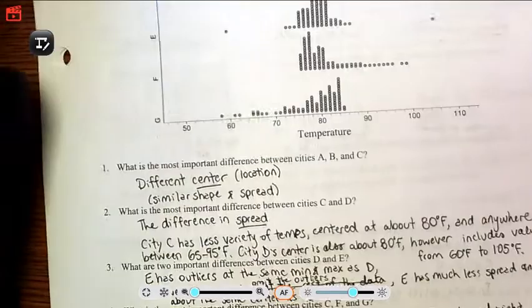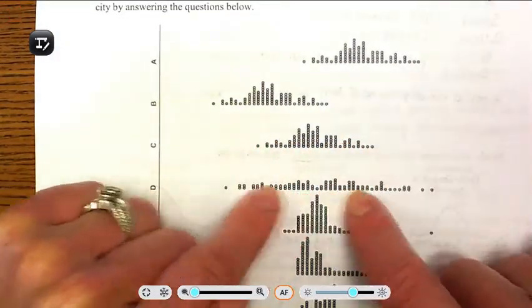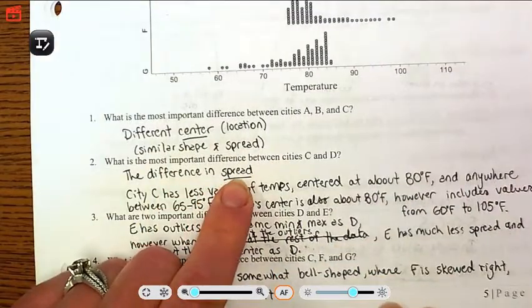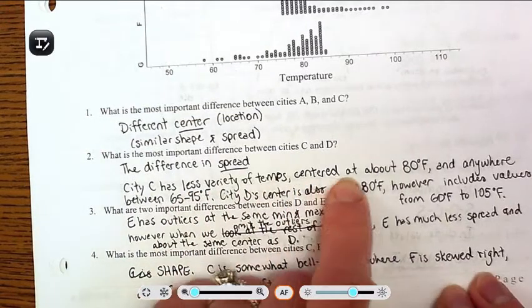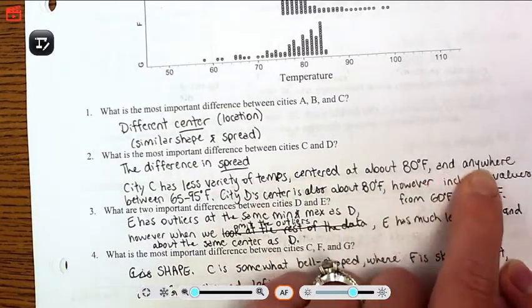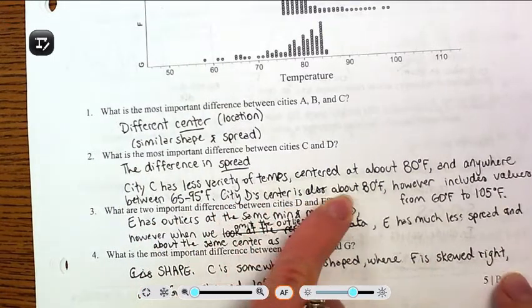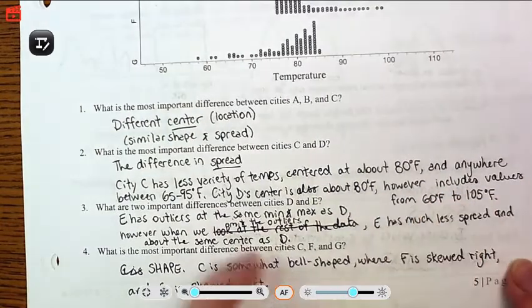What is the most important difference between cities C and D? Here's C, here's D. Looks like the center is about the same. The most important difference, though, is the spread. City C has less variety of temperatures, centered at about 80 degrees Fahrenheit and anywhere between 65 and 95 degrees. City D's center is also about 80 degrees Fahrenheit, however, it includes values from 60 to 105.